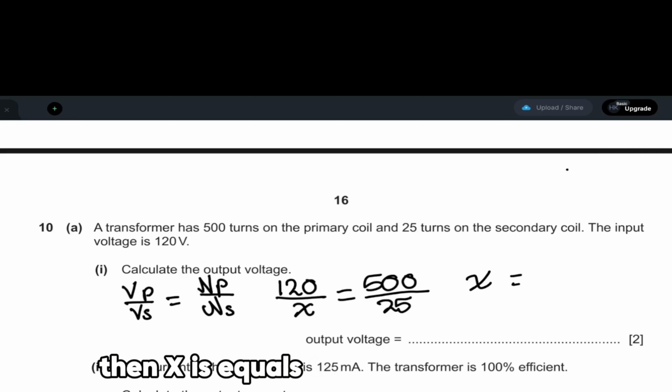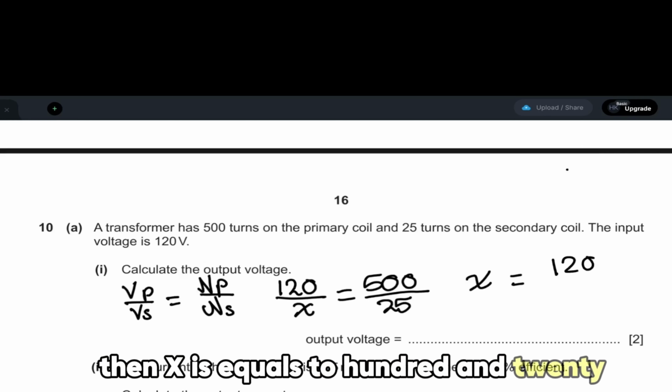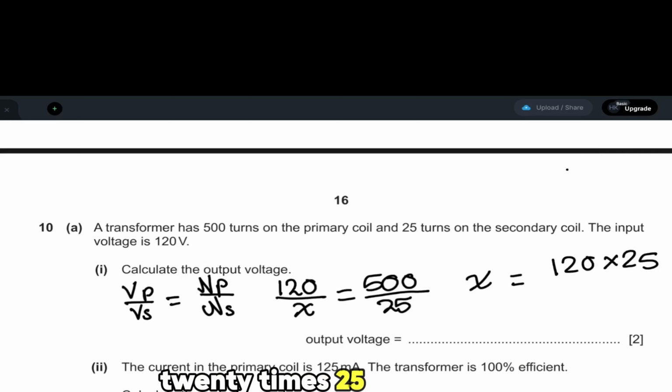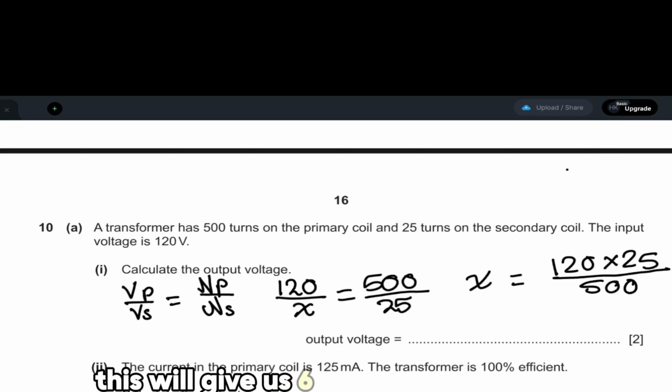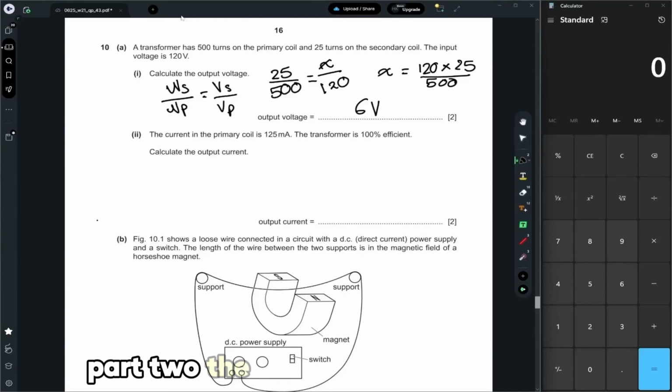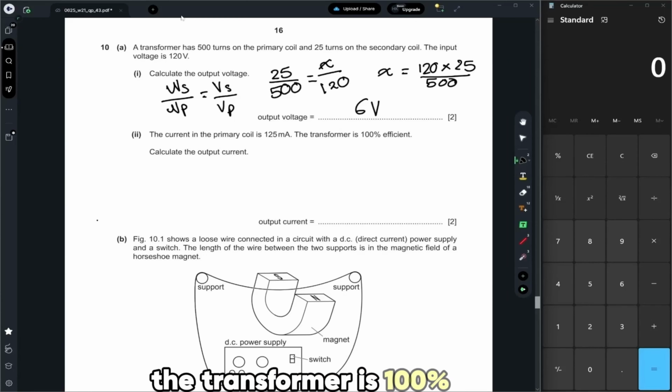Then X is equal to 120 times 25 divided by 500. This will give us 6. So the answer is 6 volts. Part 2. The current in the primary coil is 125 milliamperes. The transformer is 100% efficient.